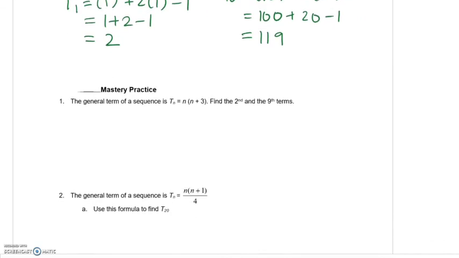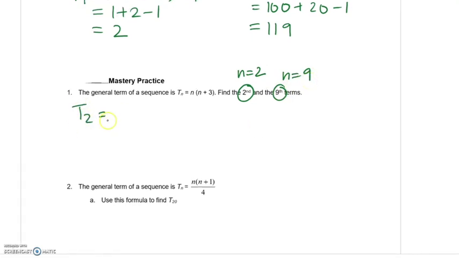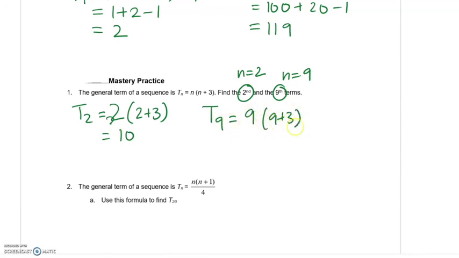Alright, let's try the mastery practice yourself first. Press pause on the video, and once you're done, press play to see my solution. So now in this case, you're being asked to find the values when n equals 2 and when n equals 9 respectively. So t2 is just 2 times 2 plus 3, that's 2 times 5, which is 10. T9 is just 9 times 9 plus 3, which is 9 times 12, 108.